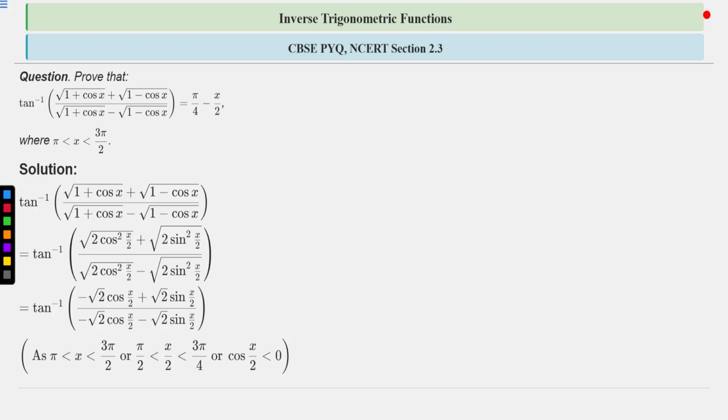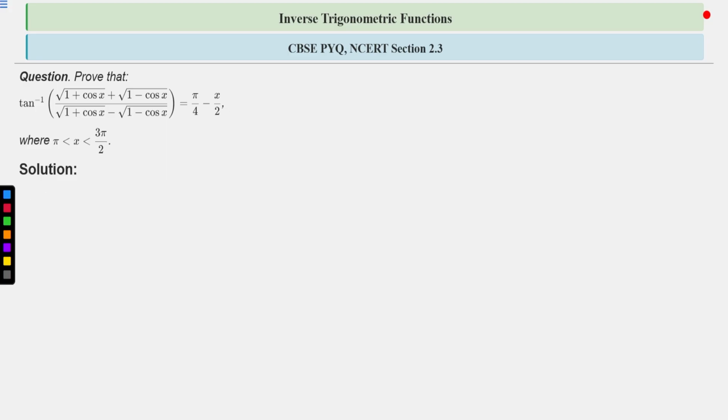Clearly, because x is between pi to 3 pi by 2, therefore x by 2 will lie between pi by 2 to 3 pi by 4. Clear? And since it is lying in the second quadrant, cos x by 2 is negative, right? Which is less than 0. So cos x by 2 will be less than 0 in the second quadrant, and sin x by 2 will be greater than 0.